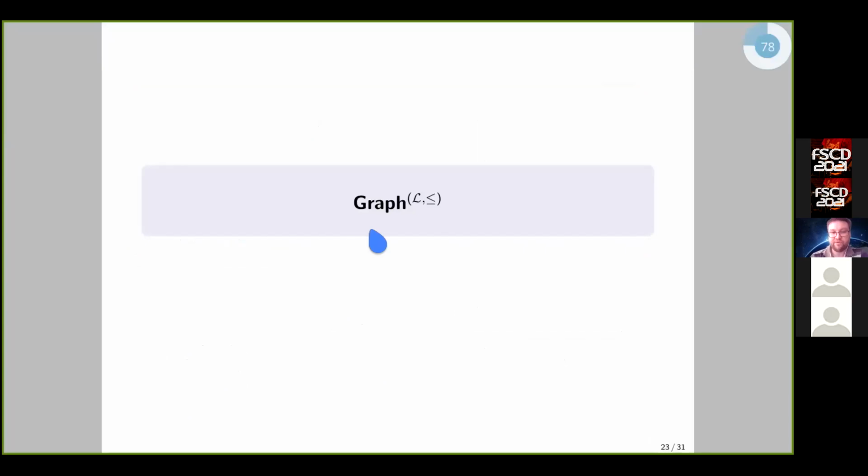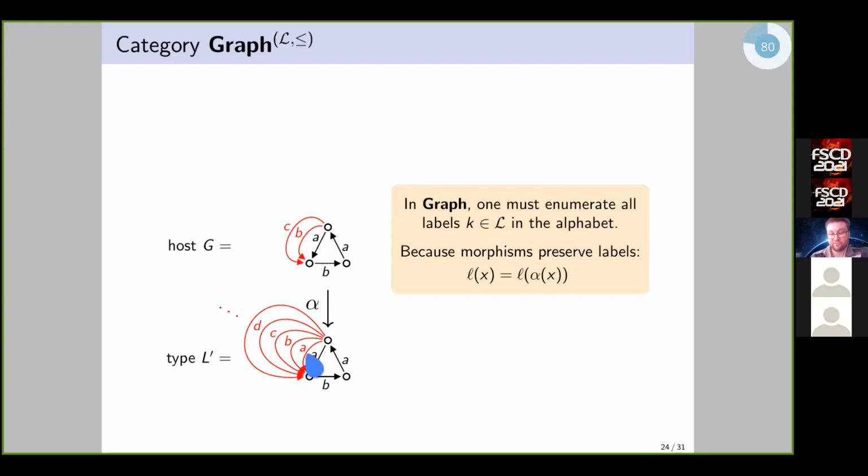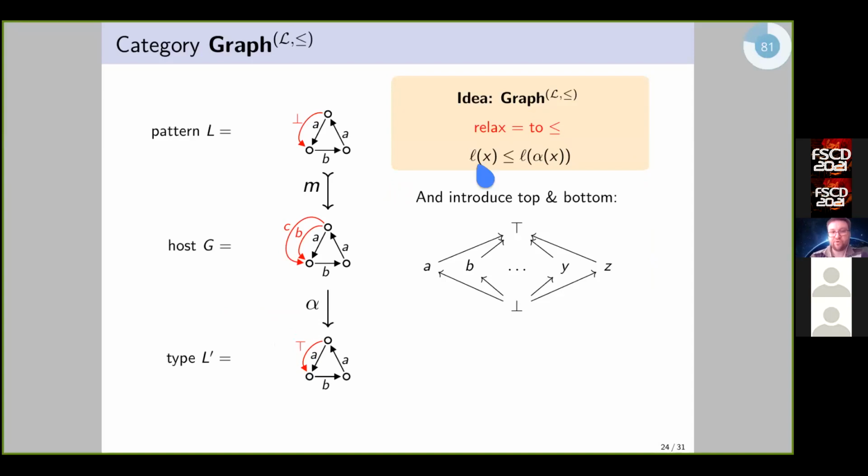Yes, there is a better way. We will slightly adapt the category of graphs. So in our type graph L prime, we would like to have some wildcards that can capture elements with arbitrary labels. If we work in Graph, we cannot do this. We have to enumerate all possible labels. So what we are going to do is change the category. The objects stay the same, but we change the morphisms. So we will relax the notion of graph homomorphism.